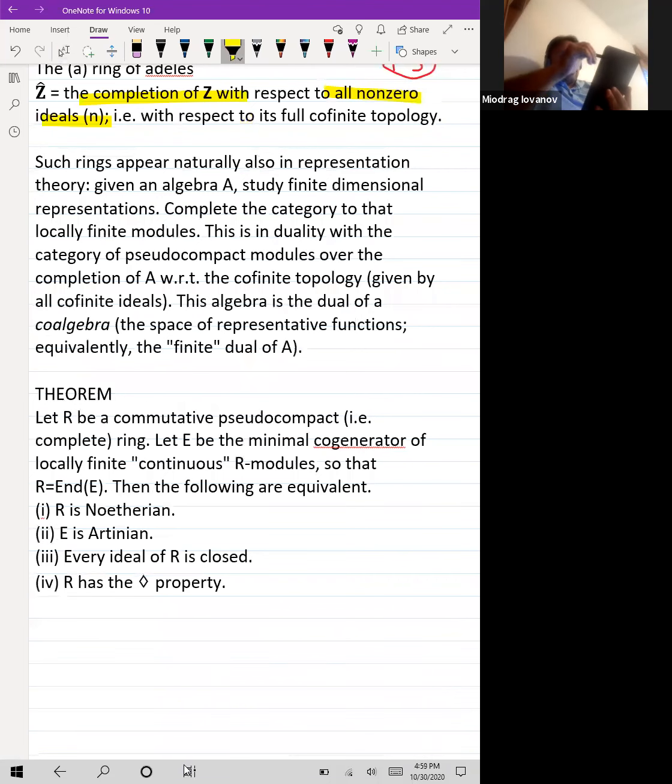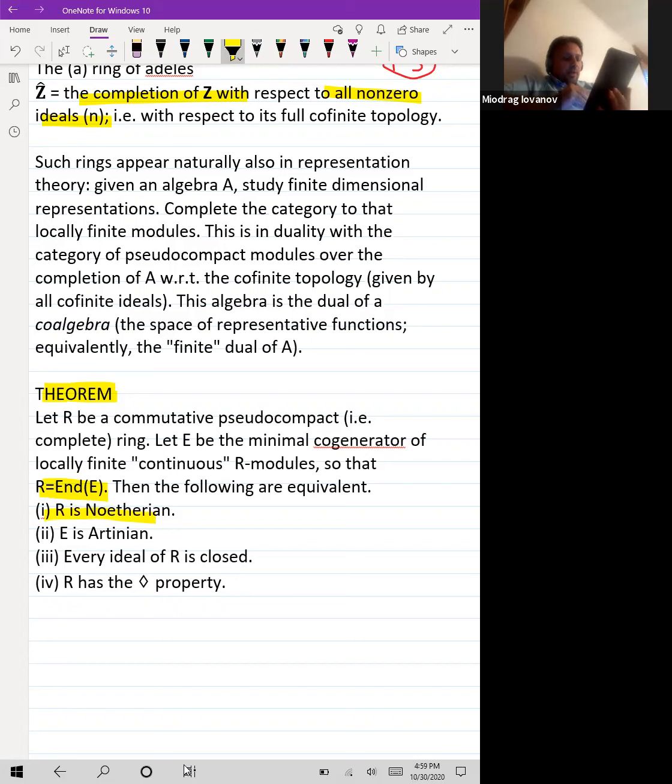But the last thing I want to say is something I found quite surprising: what happens if you look at a commutative pseudo-compact ring. So let's take a complete ring, so I'm looking at the diamond property in the complete case. That's what the theorem says. And as I said, this ring is going to be the endomorphism ring of some minimal cogenerator. Then R is Noetherian exactly when this is Artinian, so this is an equivalence.